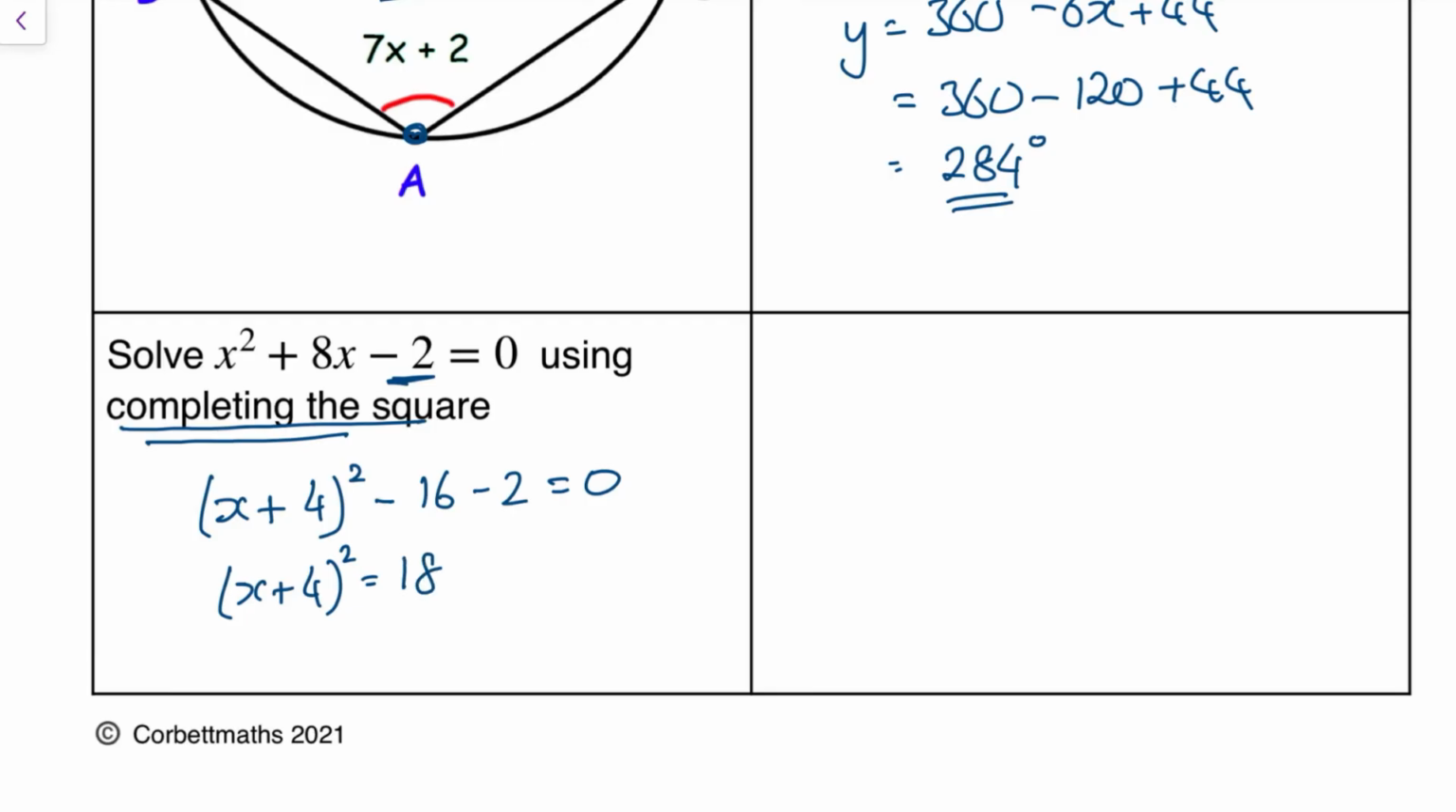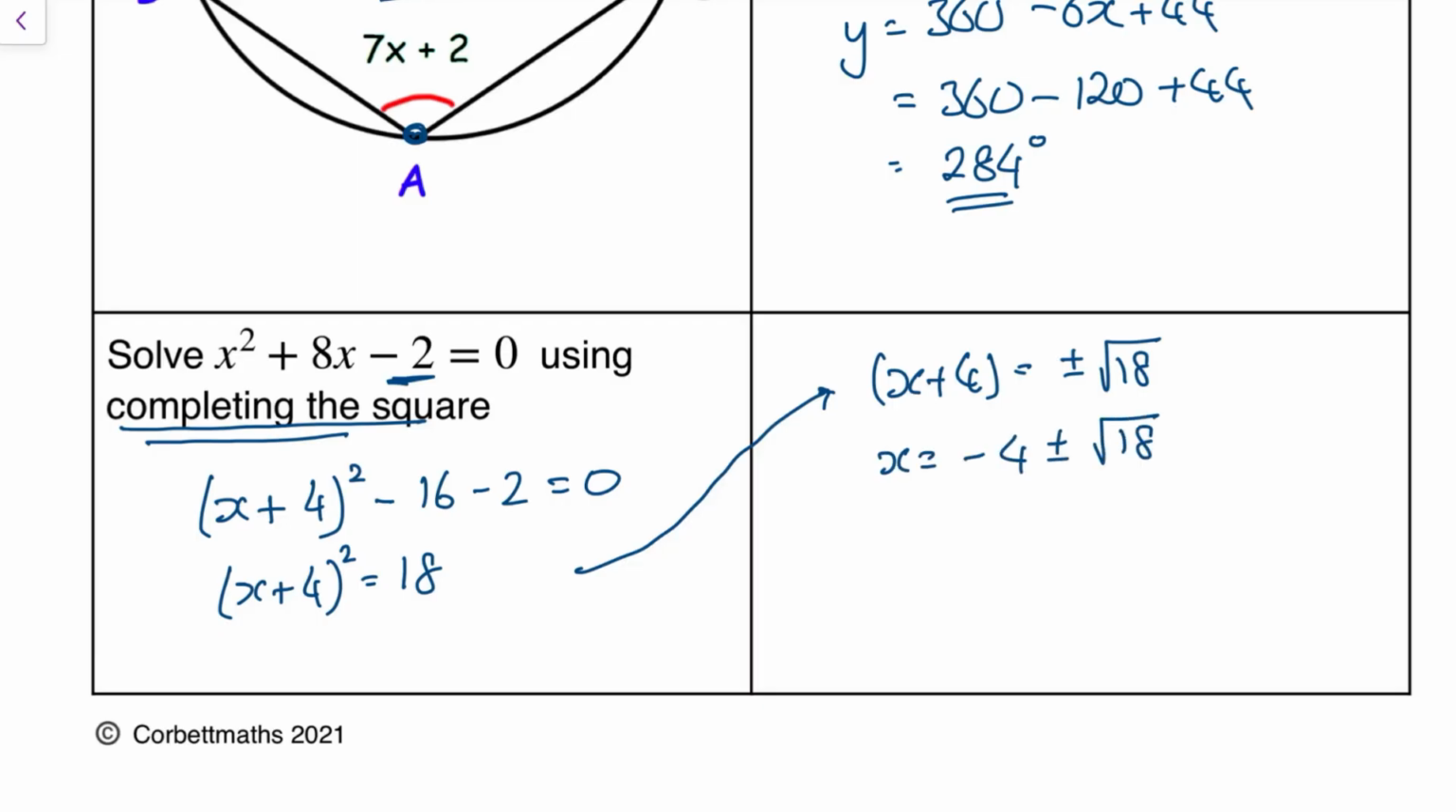So add 18 to both sides. And then I'm going to go over to here, square root both sides. So x plus 4 is equal to the square root of 18. But the thing is, I don't know if it's a plus or a minus. So I'm going to have to use plus or minus root 18, which means that x is equal to minus 4 plus or minus the square root of 18.